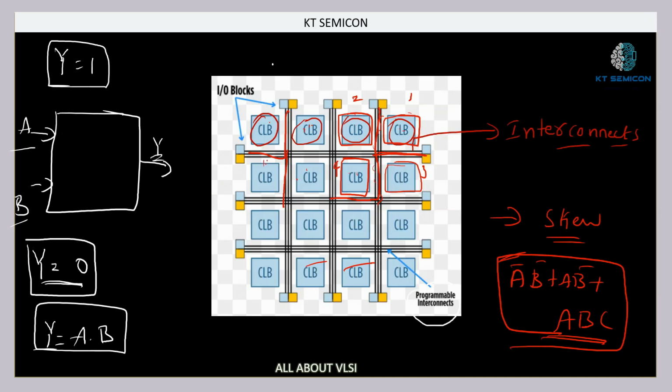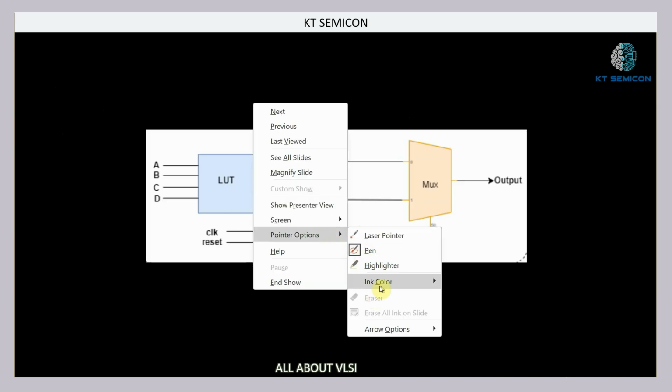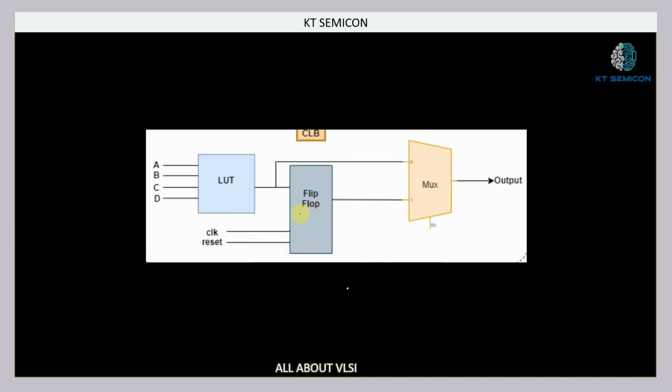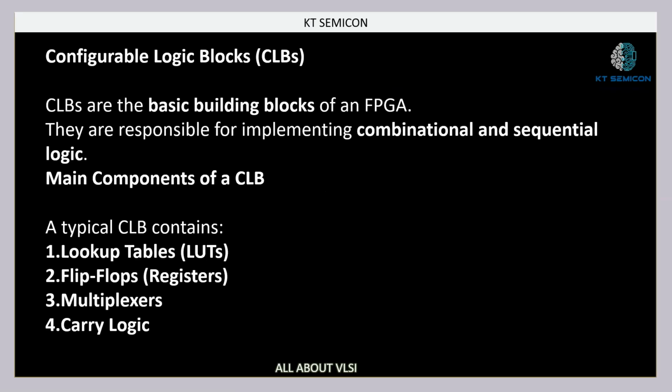These LUTs don't have any clock. If we want to make a sequential circuit, we are going to include flip flops also. If we want to implement any sequential circuit, the flip flop comes into the picture, and this multiplexer is going to select whichever output we want, from the LUT or the flip flop. So this is what our CLB contains inside it, and it is going to implement whatever Boolean function, combinational or sequential, right? This is how you configure your CLBs.